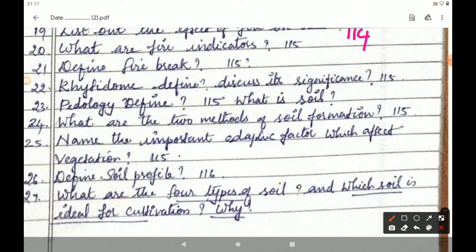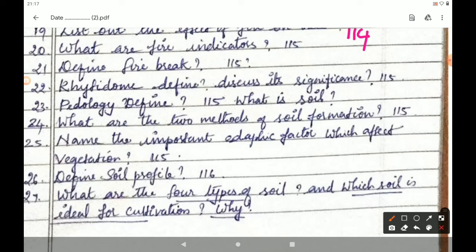The next, 26th question: define soil profile. Page number 116, under the heading soil profile. Soil is commonly stratified into horizons at different depths. The succession of superimposed horizons is called soil profile. This is in the first line and the fourth line.